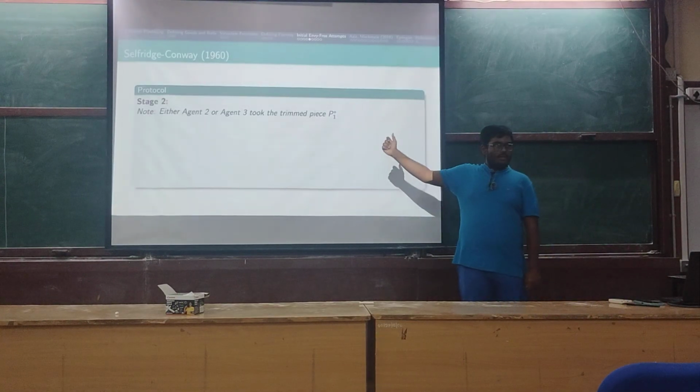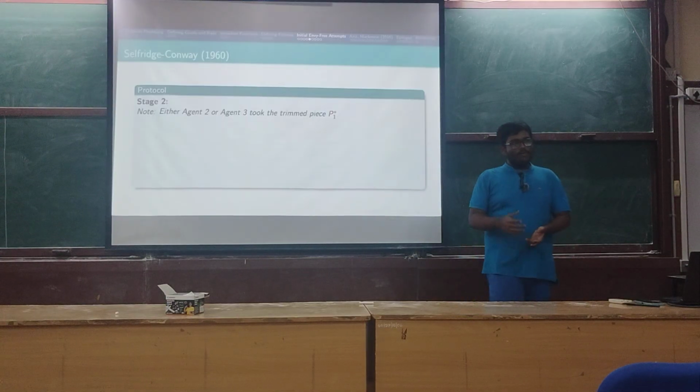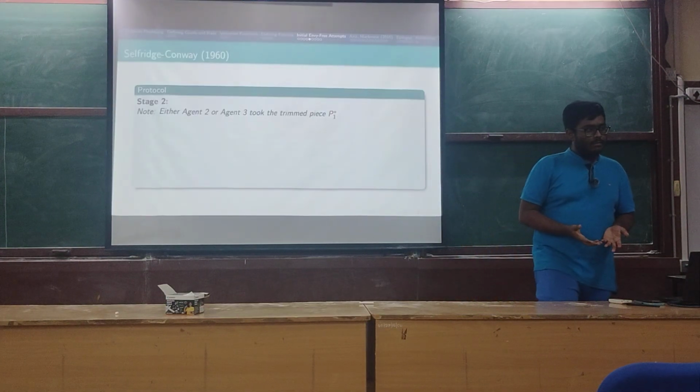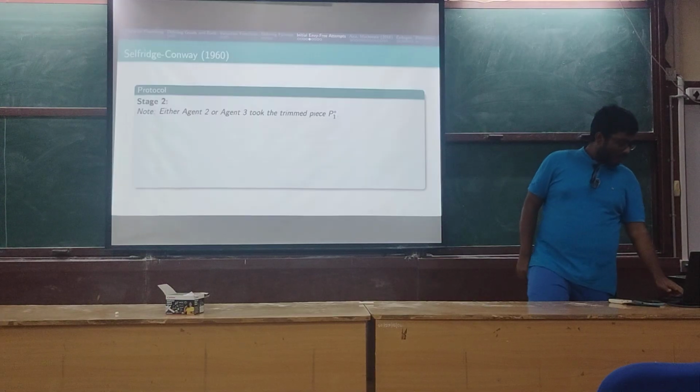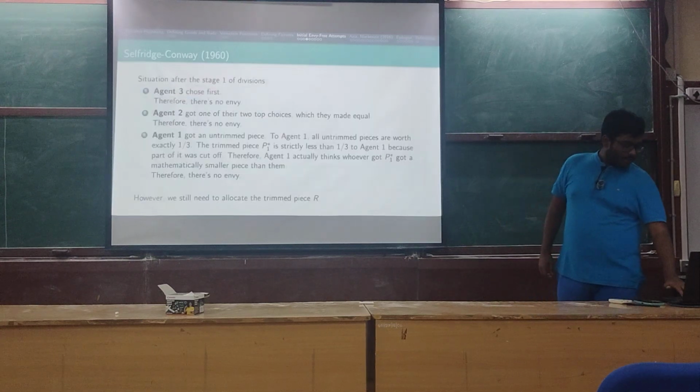So basically now we are at stage 2, dividing the remainders. So either agent 2 or agent 3 picked up P1 star. That is what we had made them do. Can you explain agent 1's situation also? Sorry? Agent 1's situation. Oh, agent 1's situation, yeah.